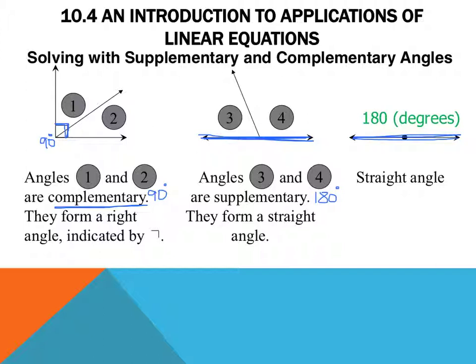A straight angle is the same thing as a straight line, 180 degrees. So complementary, they add to 90. Supplementary adds to 180. You can remember alphabetical order: C comes first, then S. So 90, then 180. The one that comes first in the alphabet is the smaller angle measurement, 90. The one that comes later in the alphabet is the bigger angle measurement, 180.